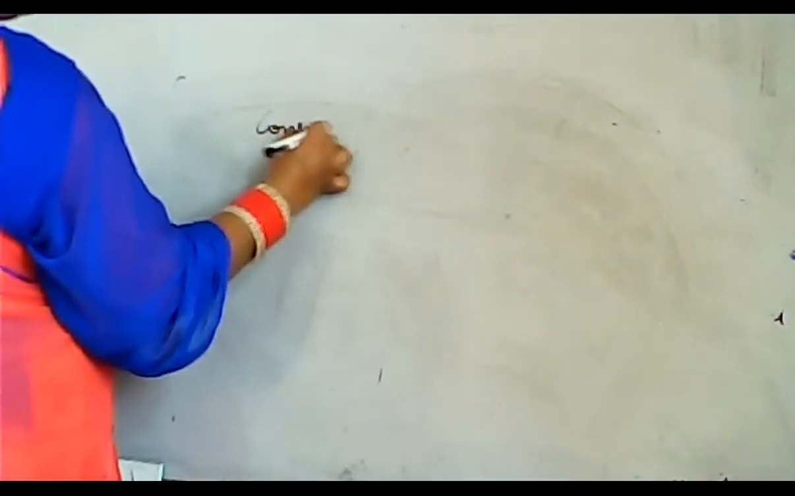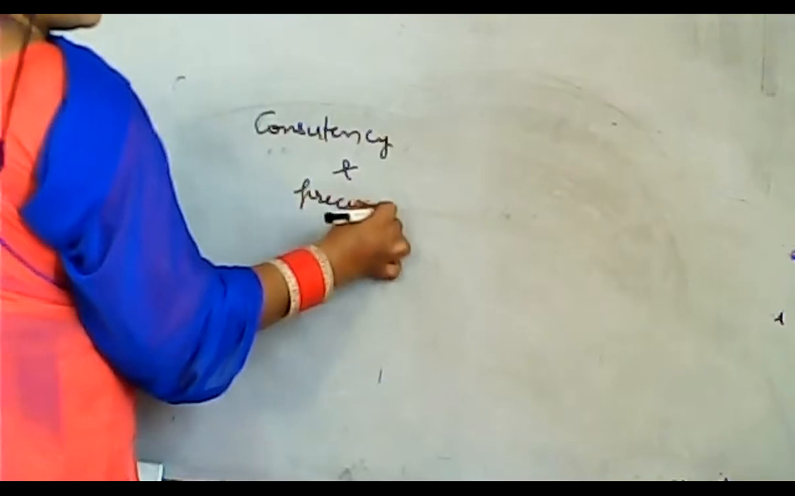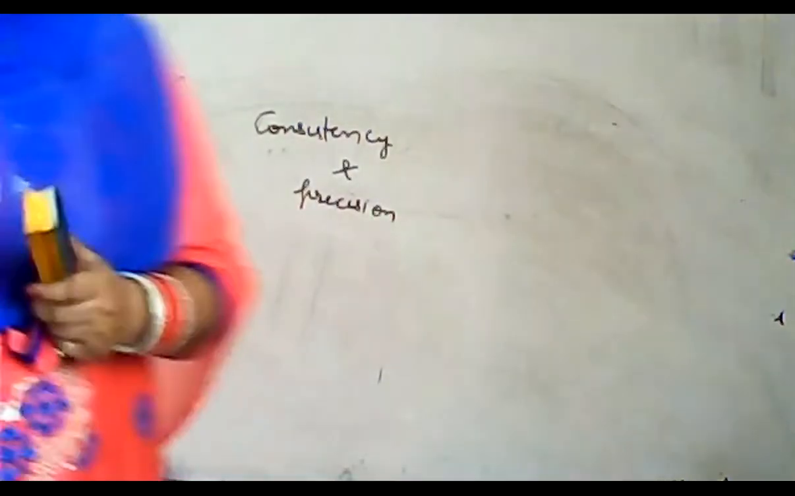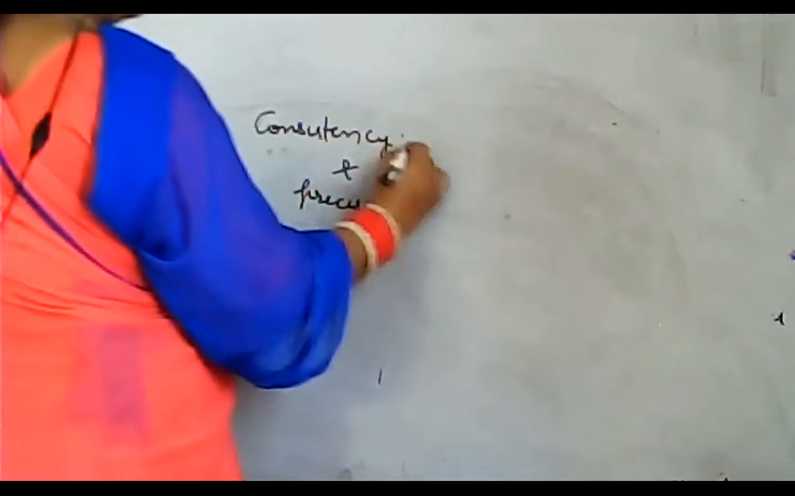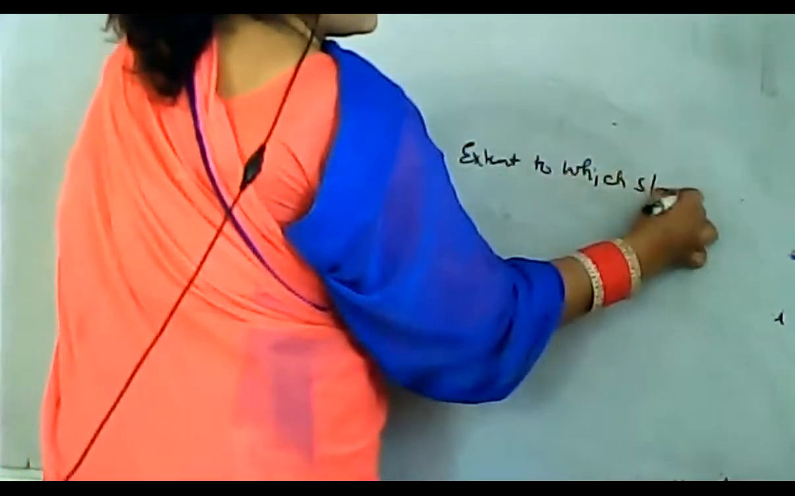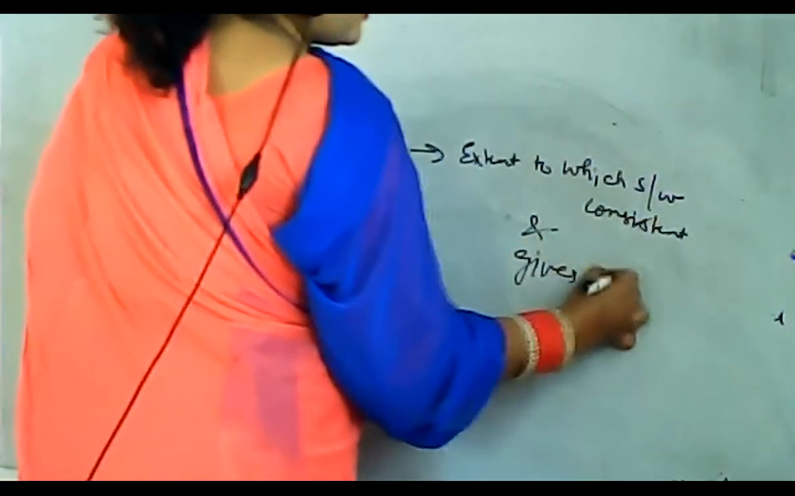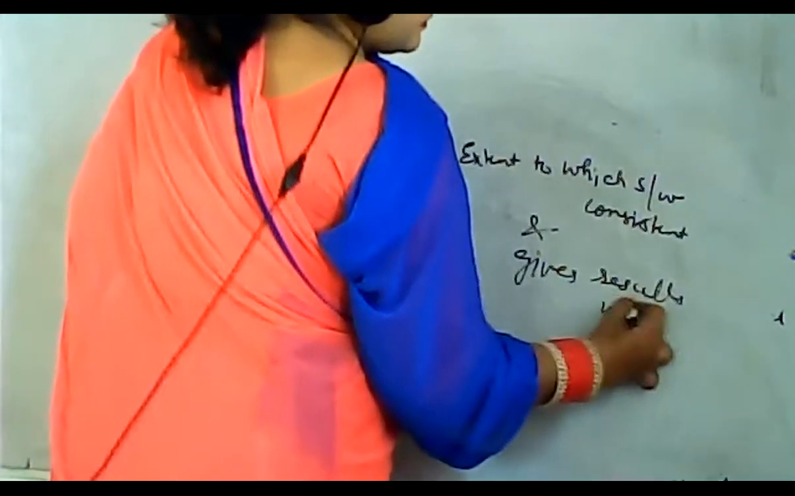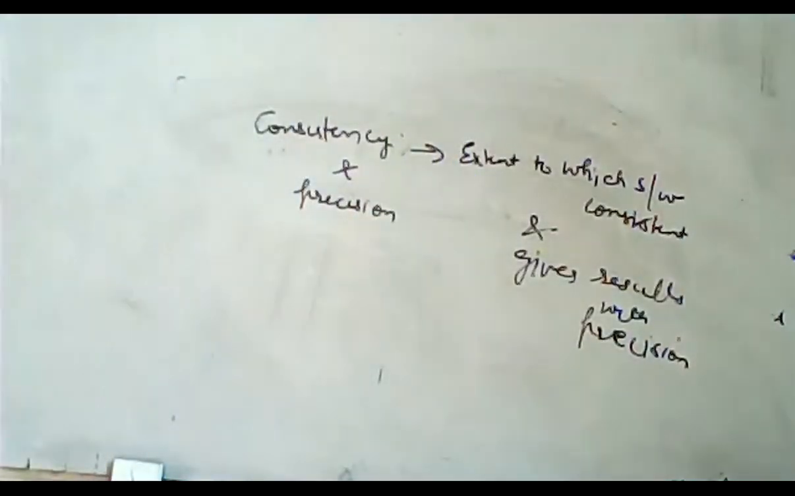Next is consistency and precision. Consistency and precision mean the extent to which a software is consistent and gives results with precision. So we know these terms.